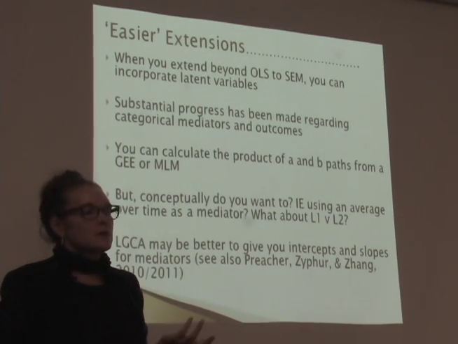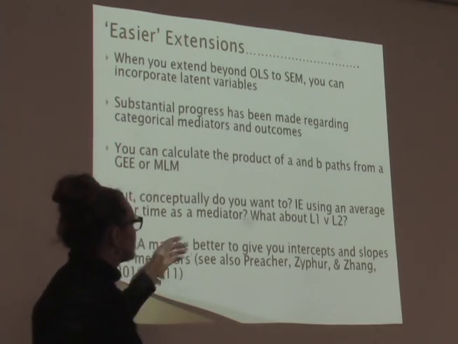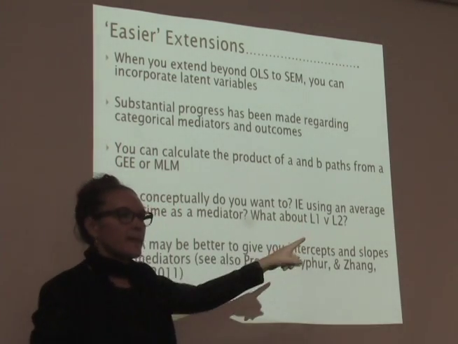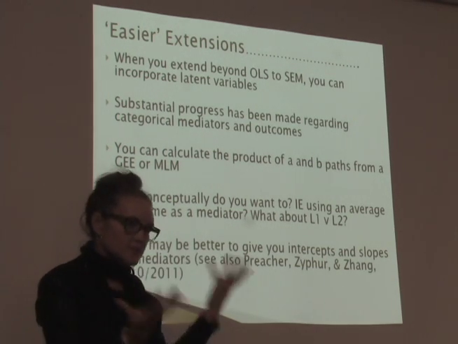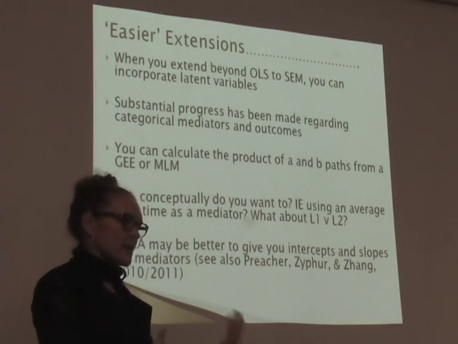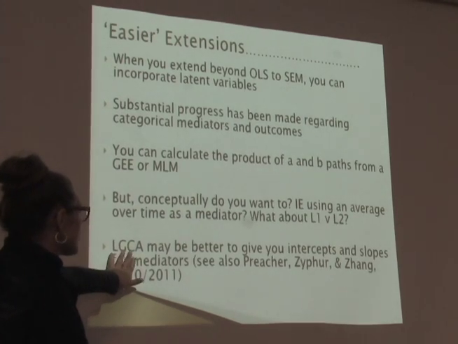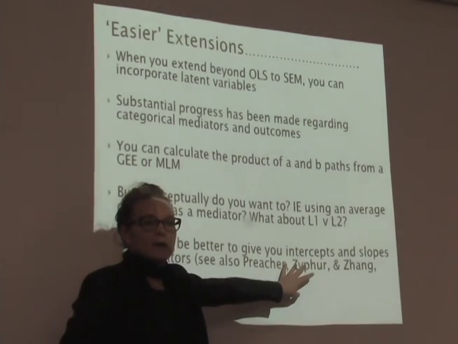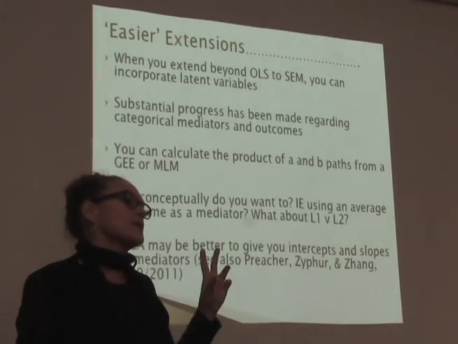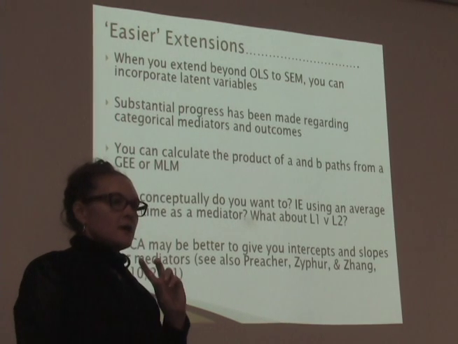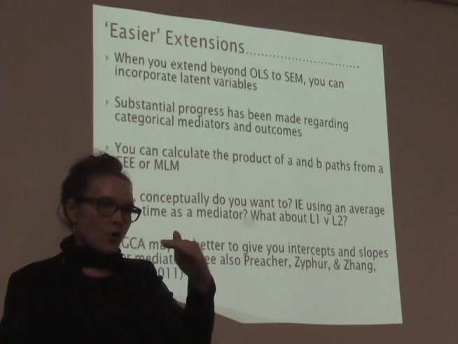Conceptually, I always ask myself whether I would want to, because it seems kind of strange to think about an average over time as a mechanism. I would think of a slope over time as a mechanism, right? Some type of growth process as a mechanism. So latent growth curve models might be a better way of doing that, because then you are able to get intercepts and slopes for a mediator, so you're able to model a growth process for mediation rather than just an average of a mediator over time, right?